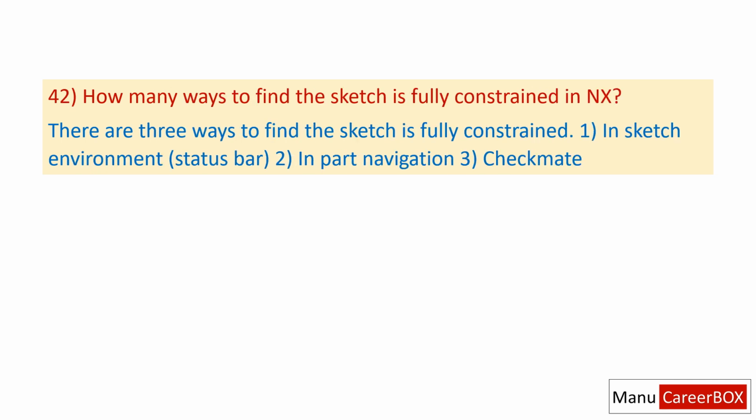42. How many ways to find the sketch is fully constrained in NX? There are 3 ways to find the sketch is fully constrained. 1. In sketch environment, status bar. 2. In part navigator. 3. Checkmate.